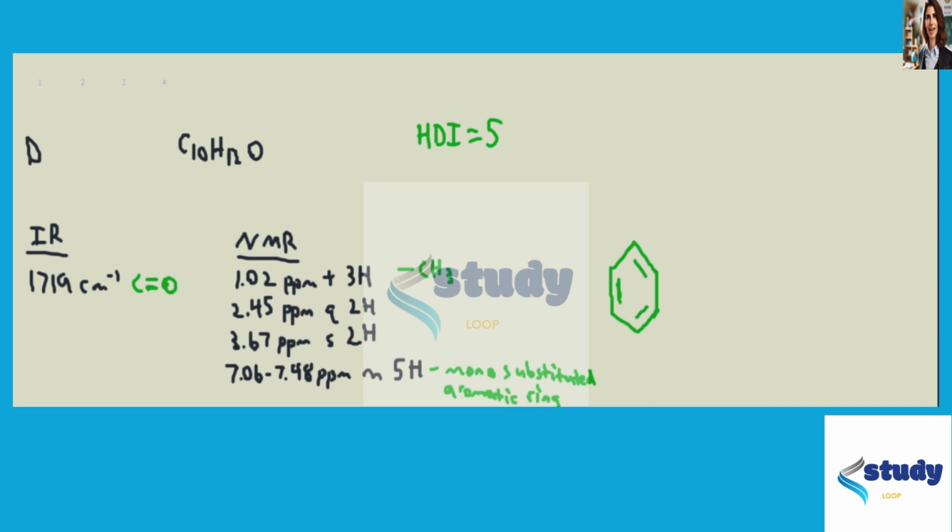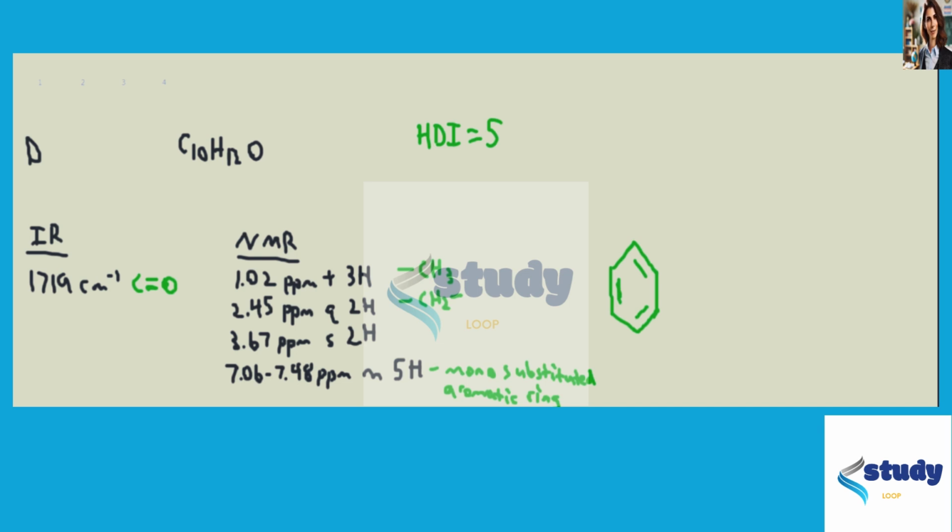And then we have a 2.45 ppm quartet, and that integrates to 2. So this is probably a methylene group, and it's a methylene group next to a methyl group. And again, we know that because of the splitting. So it's split into 4, so it has 3 neighbors. So signals 1 and 2 are splitting each other. So we can tell that.